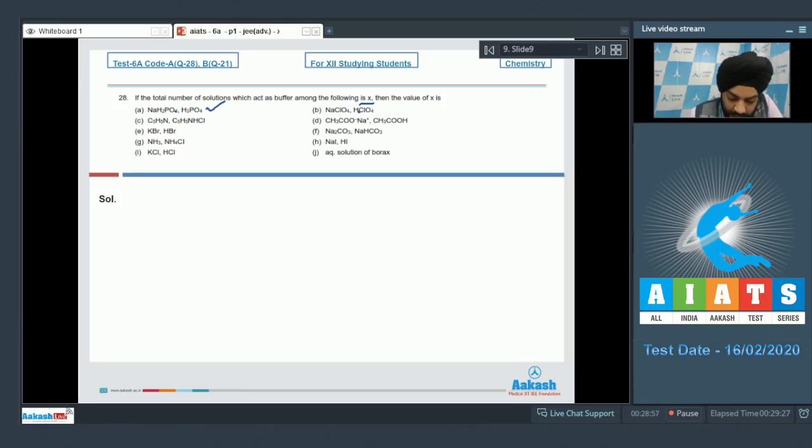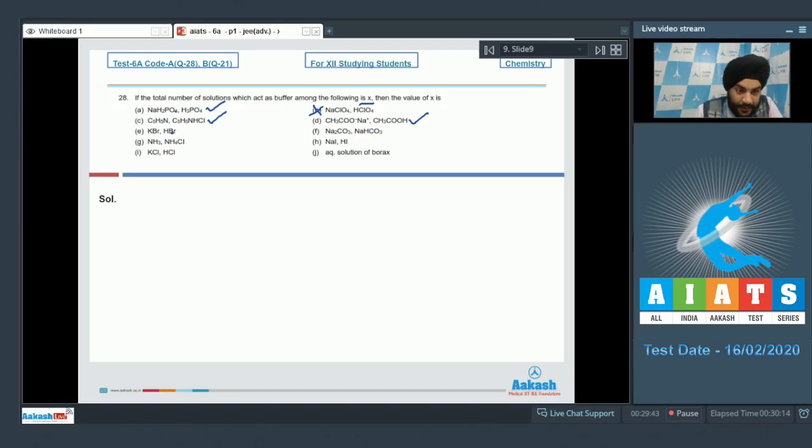If we talk about the B option now, HClO4 and NaClO4. So HClO4 is a strong acid. The given mixture does not act as a buffer. If I talk about option C now, I have C5H5N and C5H5NHCl. So this is also a weak base, students, and along with the weak base we have its conjugate acid. So this will also act as a buffer. In the next option we have acetate ions and acetic acid. So this will act as a buffer. Acetic acid is weak, its conjugate base is relatively stronger, so they will act as a buffer solution.